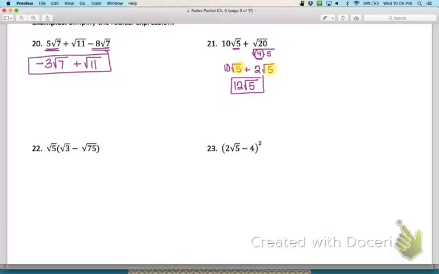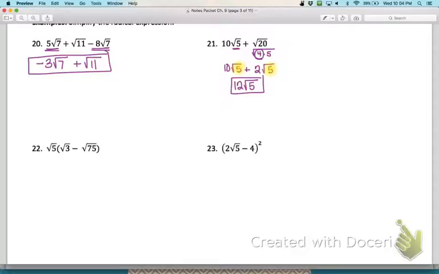Okay, so number 22. This is a distributive problem. It's kind of hard to tell, but what if this just said 5 times x minus 4? You would distribute the 5. Same thing here. We're going to distribute the square root of 5. Remember, we are allowed to multiply what is under the square root. That is allowed.